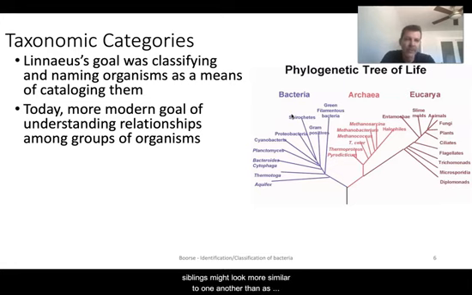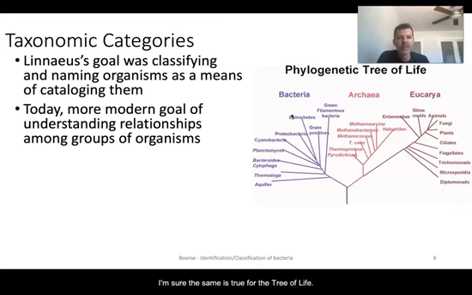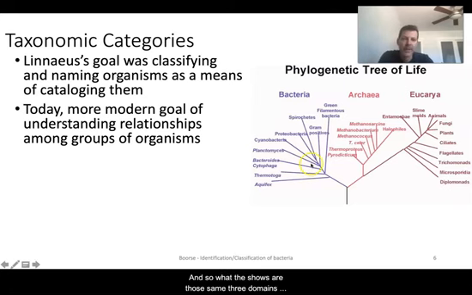So siblings might look more similar to one another than as you get to these distant cousins and second and third cousins and so on. So the same is true for the tree of life. And so what this shows are those same three domains, bacteria, archaea, and eukaryotes. And this is now looking at how similar those different subgroups are going to be to one another. So if we switch over to eukaryotes, what we can say is that animals are more closely related to fungi than animals are to plants because they're further away on these trees.